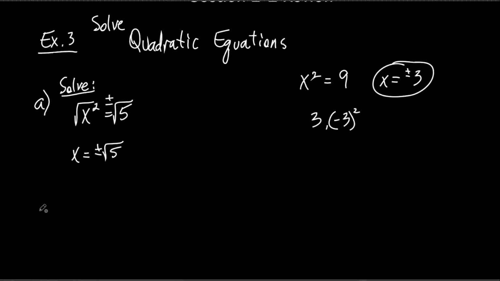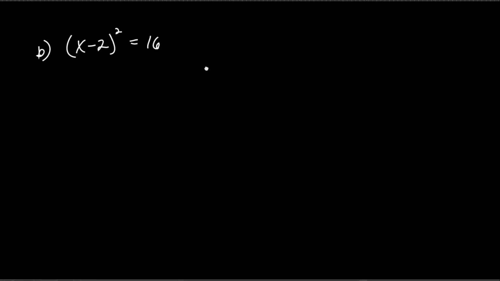Let's do another one. Part B. Here we go. x minus 2, that's in parentheses, that's being squared, equals 16. All right. We do what we did on the last problem. First of all, we got to get x by itself. There's a couple things going on here, right? You're subtracting a 2 from it, but what else is going on? It's being squared. That's right.